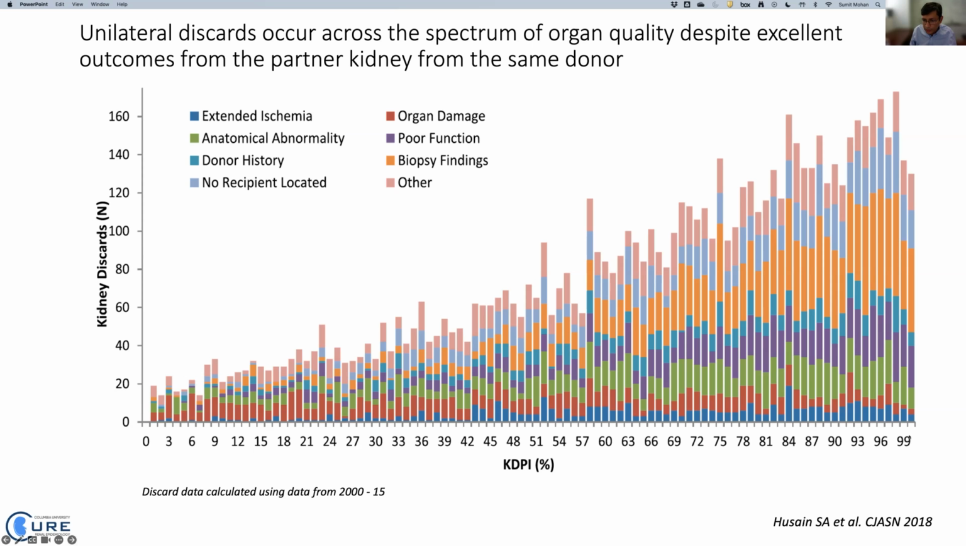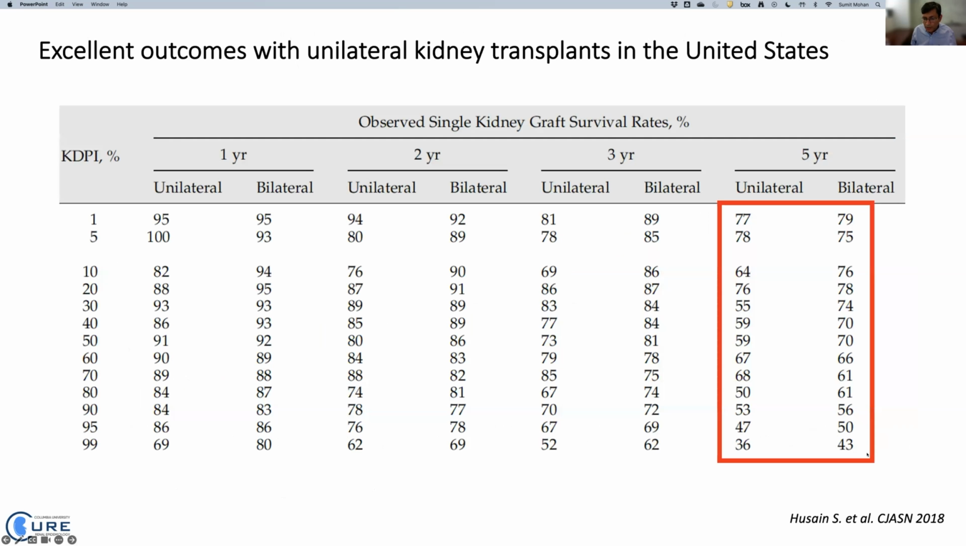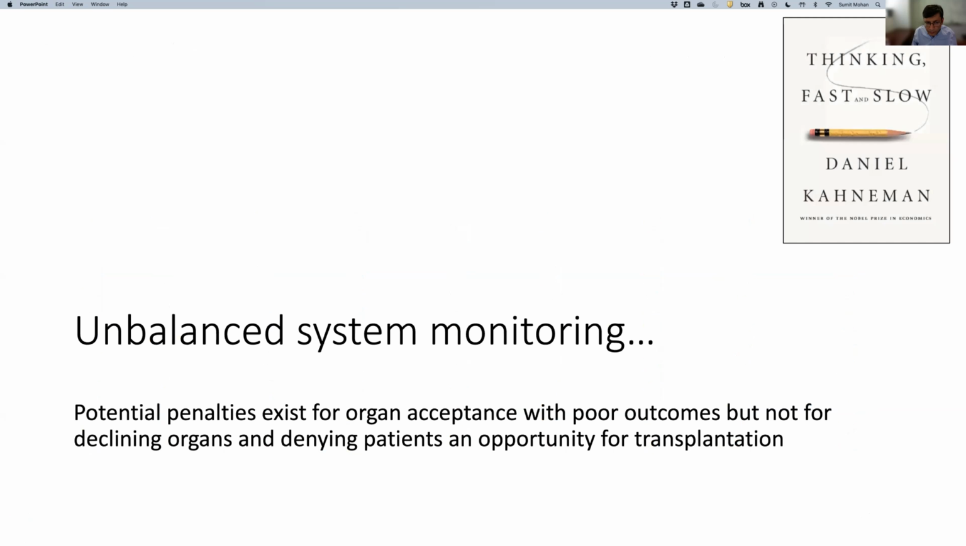Well, we went back and we looked and we said, okay, what happens to the solitary kidney that got used? How did it do? And when you compare to kidneys from donors where both kidneys got used and you stratify by KDPI, so you're comparing apples to apples, the outcomes at 5 years are essentially identical, suggesting that the center that chose to use that one kidney when it was available of the 2 got it right. So clearly there's a problem here where there is clearly an opportunity for kidneys with good organ quality to be used that we are overlooking.